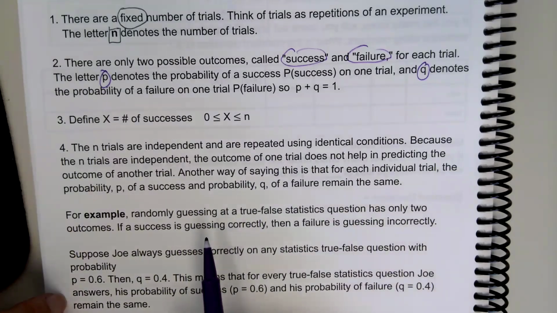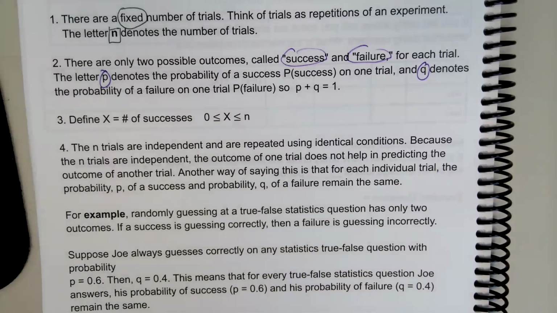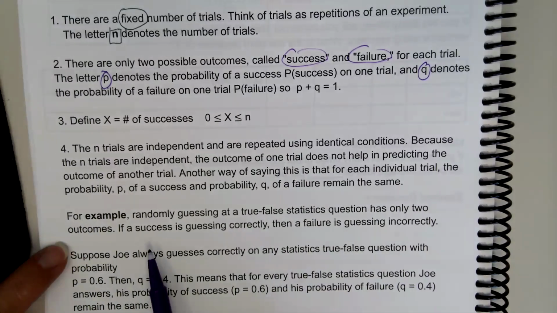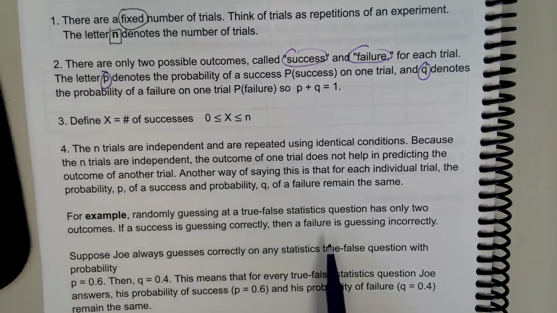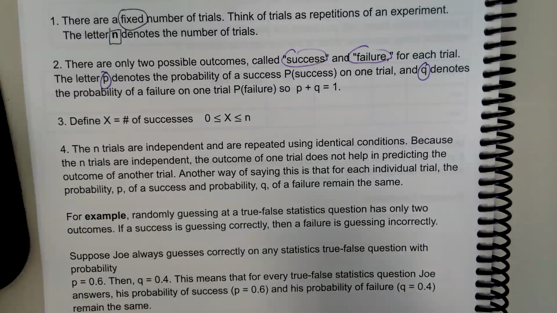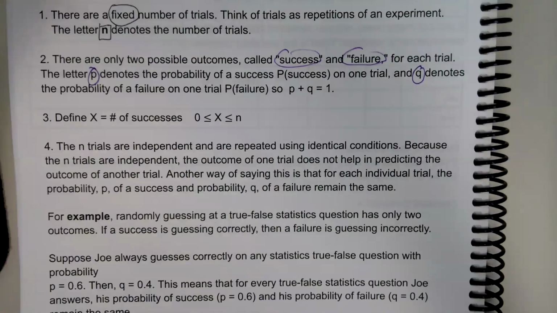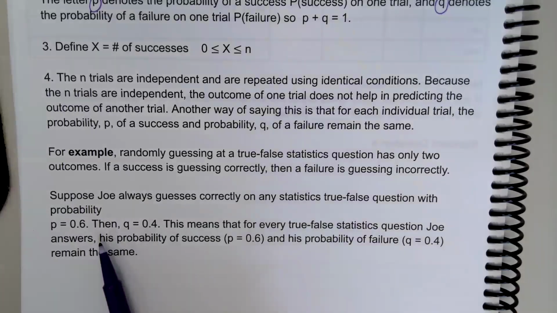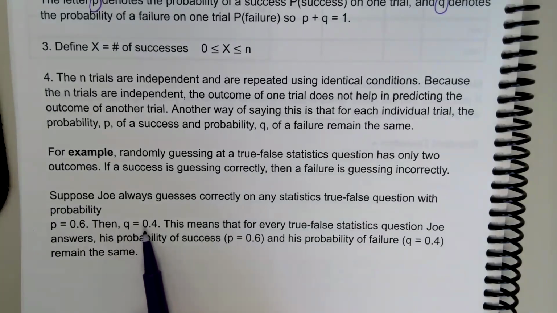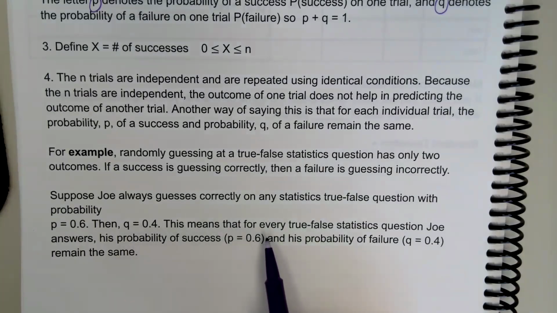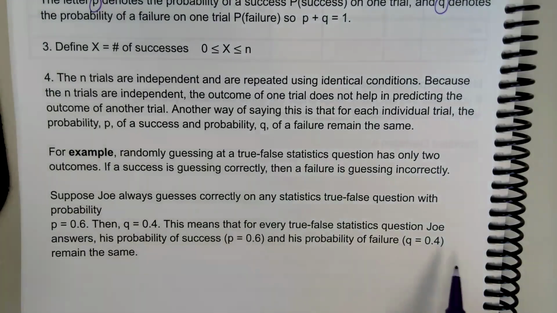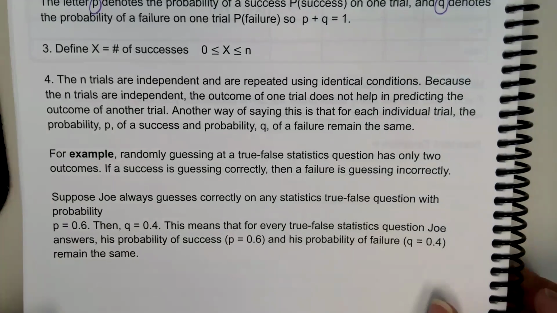So for example, randomly guessing a true-false statistics question has only two outcomes. If a success is guessing correctly, then a failure is guessing incorrectly. Suppose Joe always guesses correctly on any statistics true-false question with probability 0.6 and probability of failure of 0.4. This means that for every true-false statistics question Joe answers, his probability of success is P equals 0.6 and Q equals 0.4, and they remain the same.